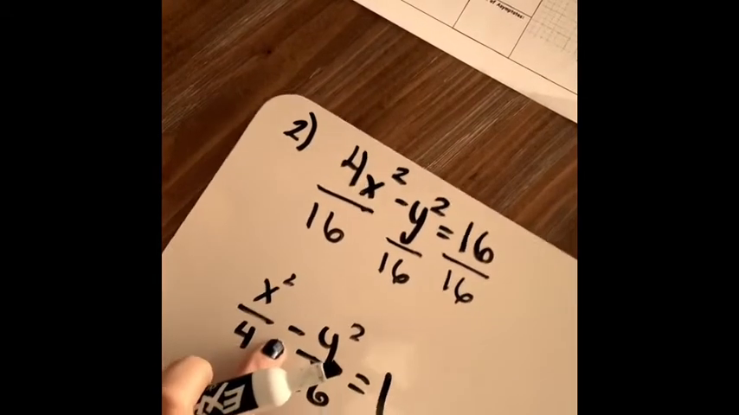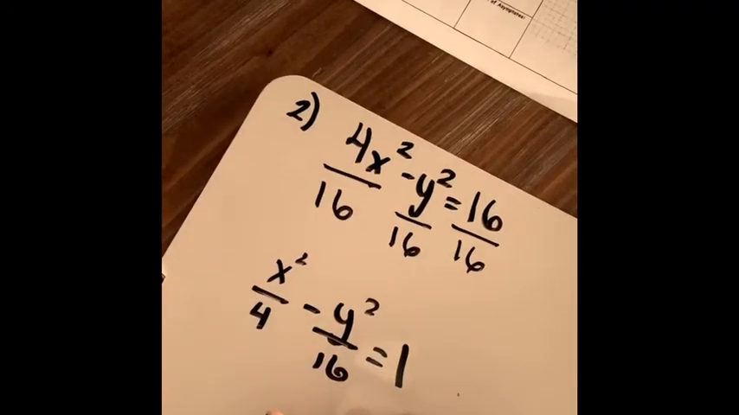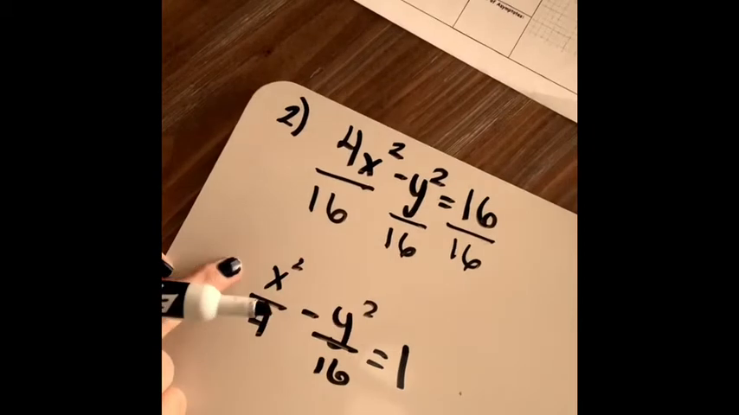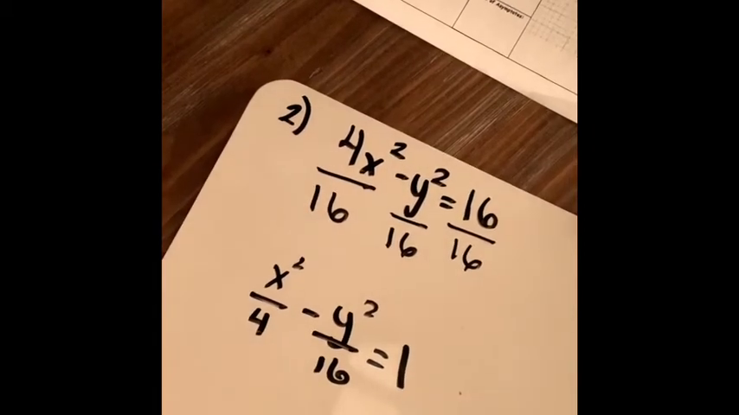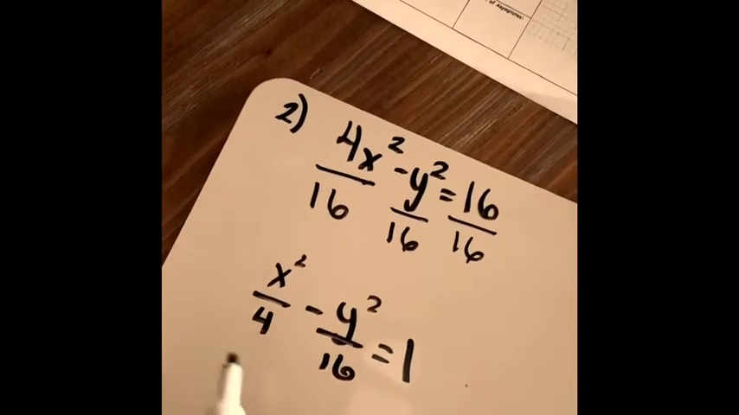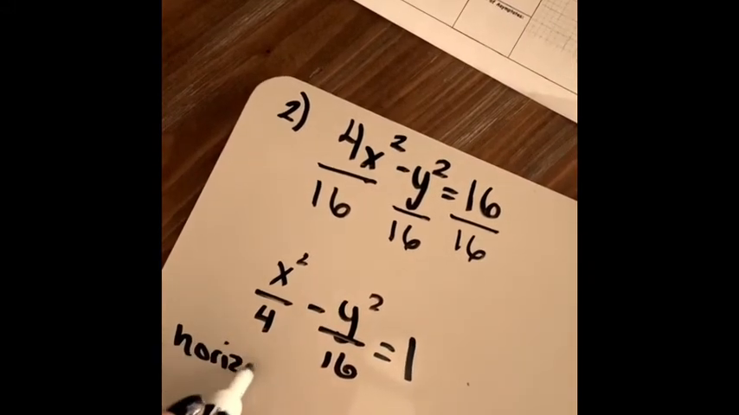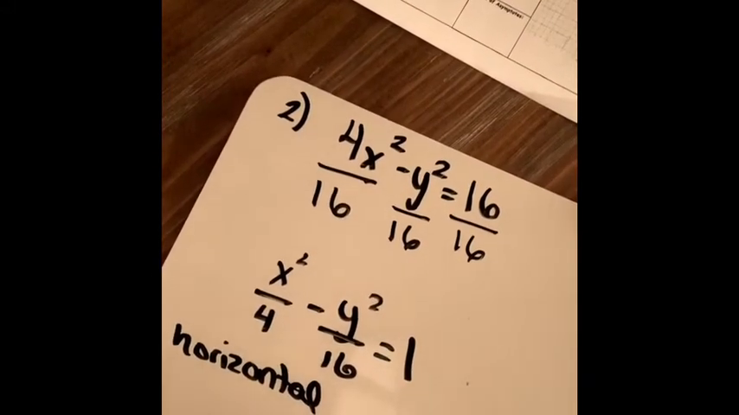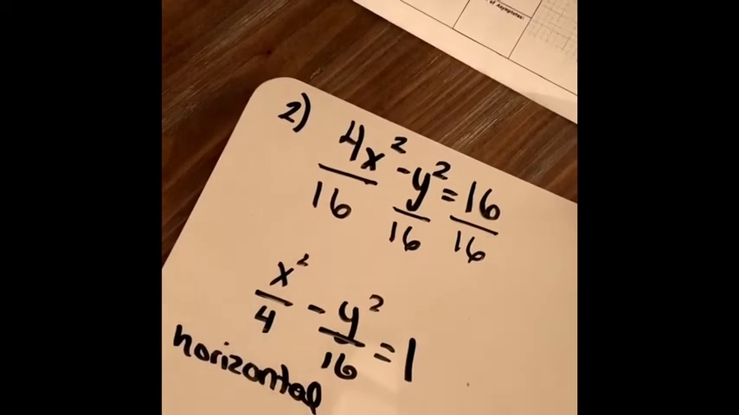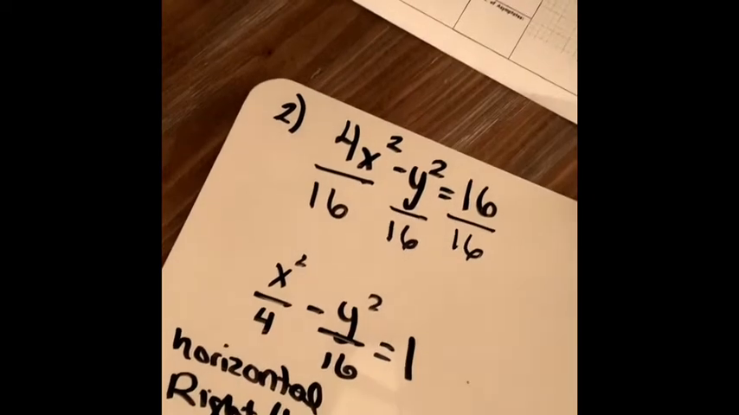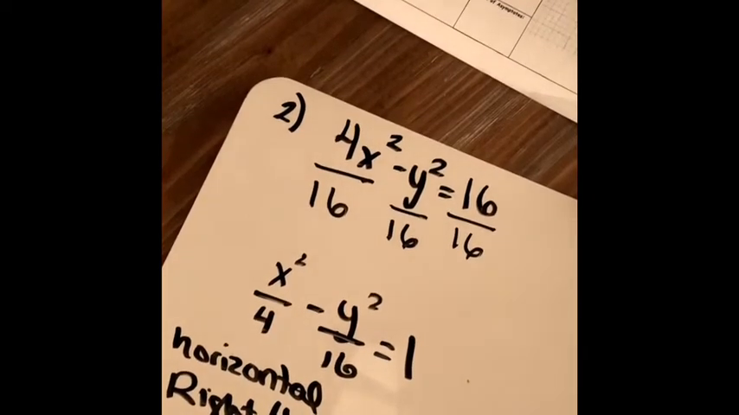Notice we've got a subtraction sign, we have it equal to 1, and then we have to notice what comes first. So in this one, the x value comes first. Well, if the x value comes first, that means that it's going to be horizontal, right? So we've got horizontal, which means it has to be opening along the x direction, which would be right and left. So we have a right-left opening, all right? So we need to figure out, well, what are the other pieces of information? So we need the center.